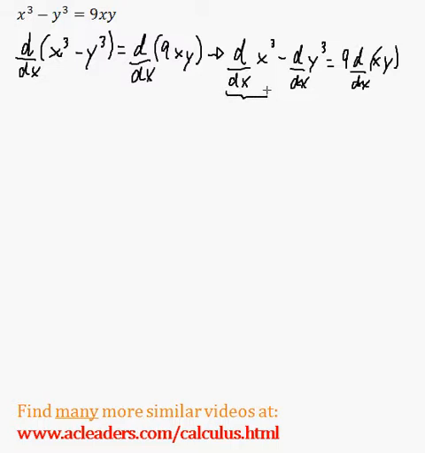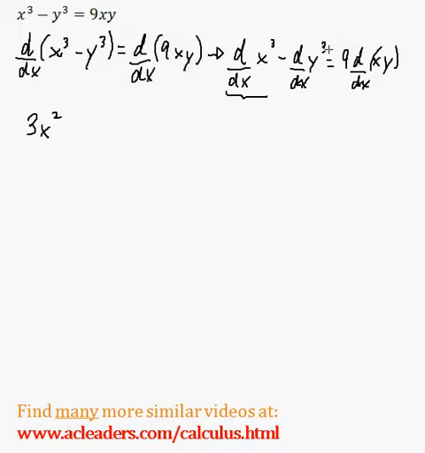y cubed. So I can say d/dx of x cubed minus d/dx of y cubed equals 9 d/dx of xy. I can always take the constant out from inside the derivative if it's multiplying the variables. So d/dx of x cubed is pretty simple. We're just going to use the power rule. We bring the 3 down, subtract 2 from it, so the derivative will be just 3x squared.